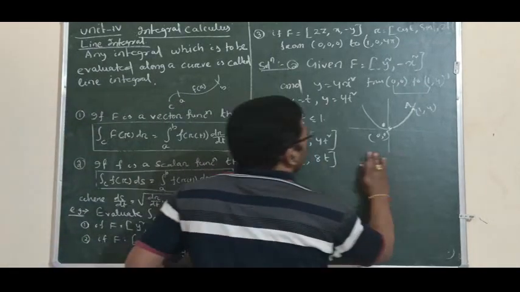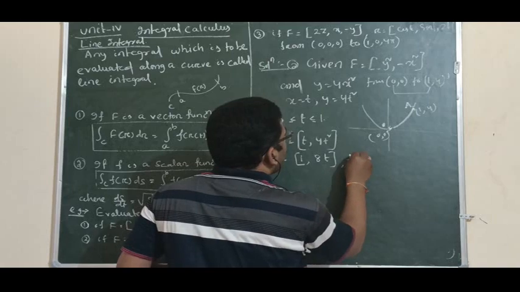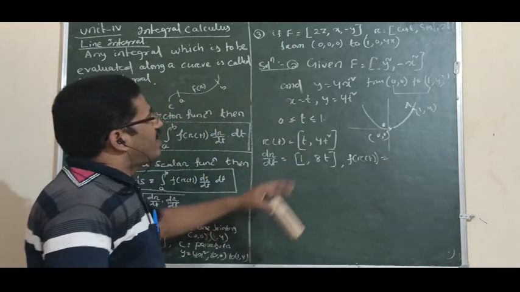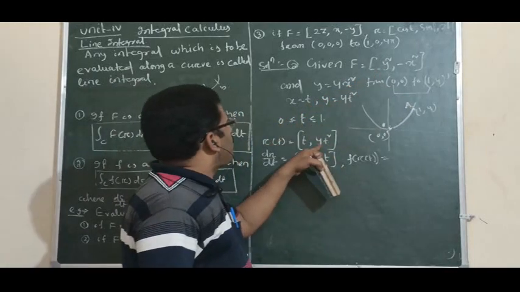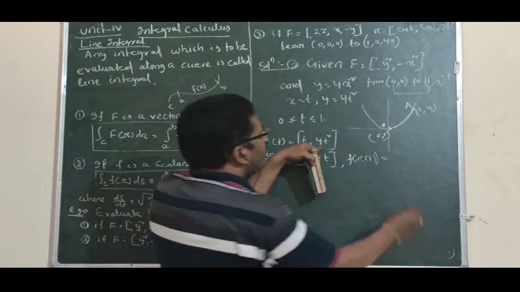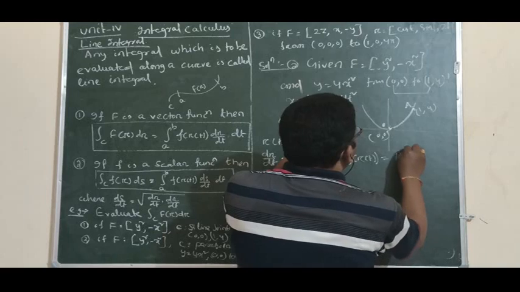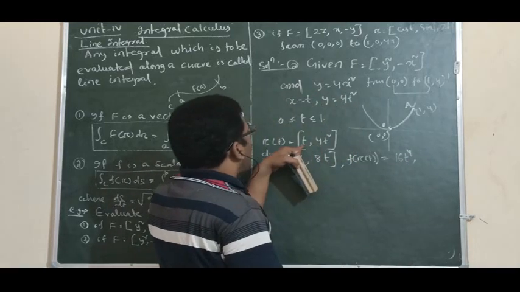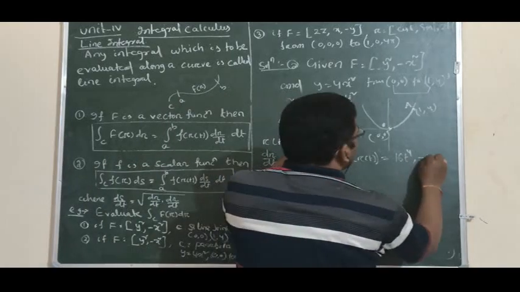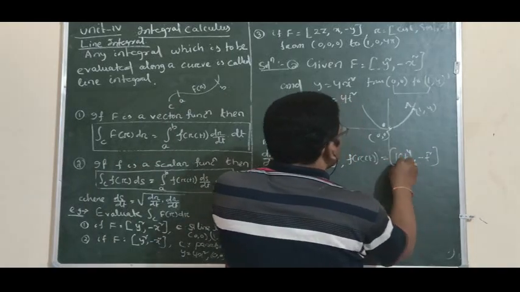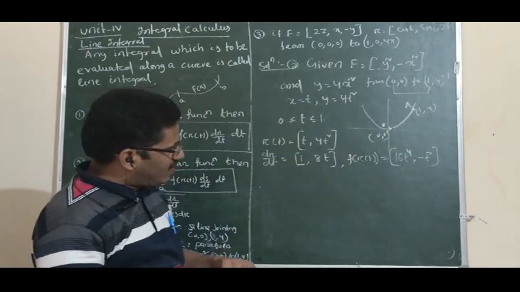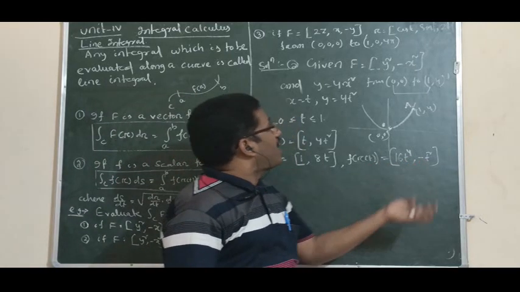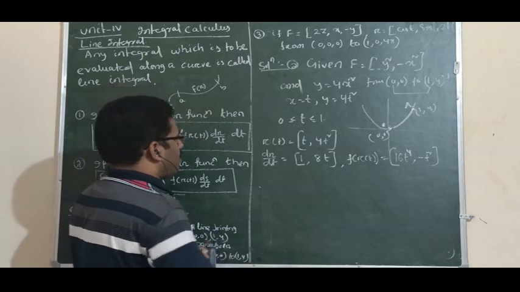Then we will calculate f of r of t. What is your f of r of t? That means in place of y, we will put 4t square. What will you get? 16t to the power 4, comma, minus t square. This is known as your f of r of t. That means we can say in vector form, 16t to the power 4 i cap minus t square j cap.